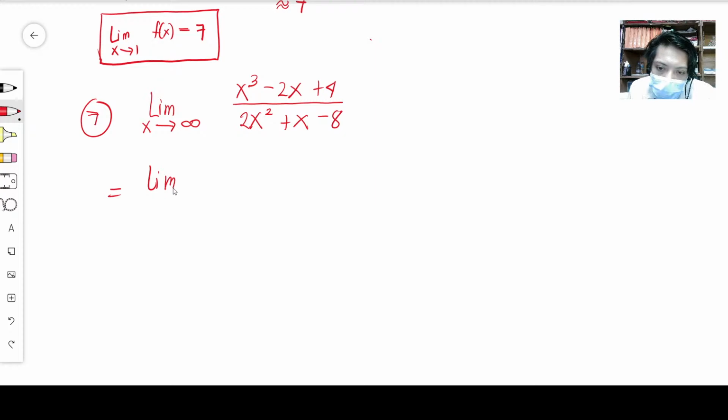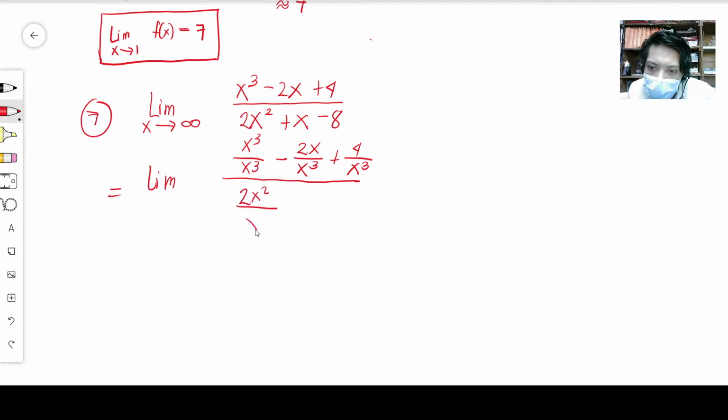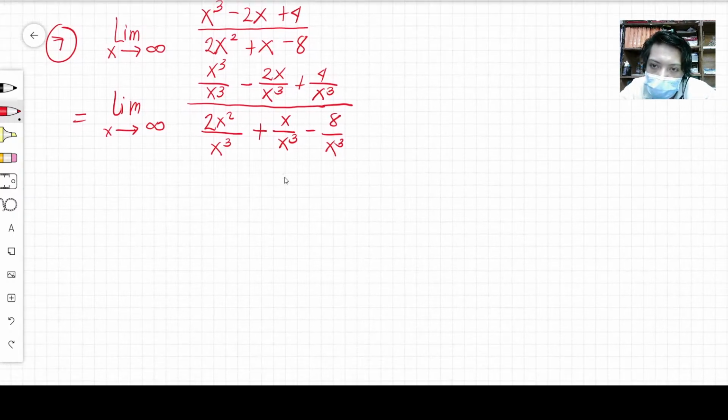So this is the limit of x cubed over x cubed, minus 2x over x cubed, plus 4 over x cubed, all over 2x squared over x cubed plus x over x cubed minus 8 over x cubed, as x approaches infinity. Take note, we divide all terms by x cubed because x cubed is the highest degree term. We do not drop the word limit yet because we have not substituted yet.